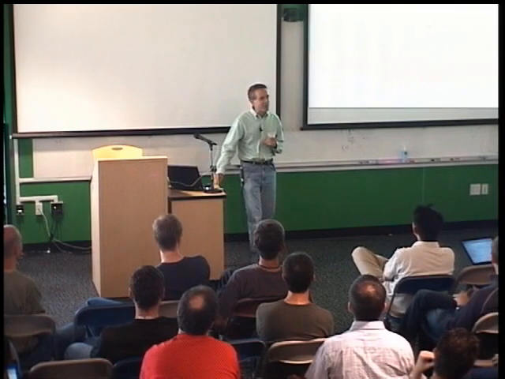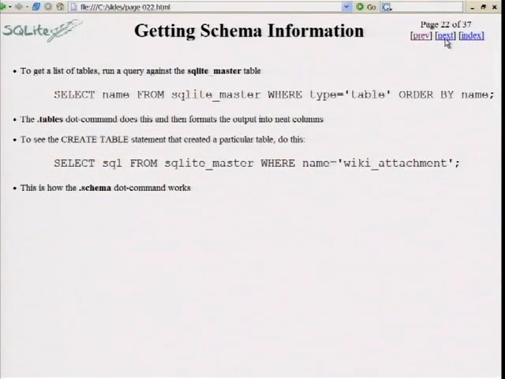So if you want to get schema information out of SQLite, you just do a query against the sqlite_master table. The first one there is getting a list of all the tables. Select the name from the sqlite_master table where the type is table, and then order it by name. And down below you can get the original text, for example, of the create table statement for a particular table.